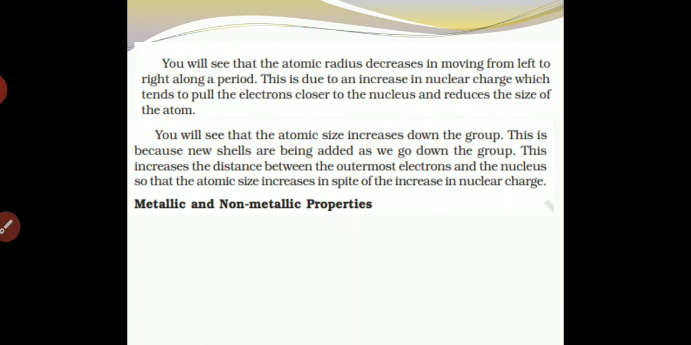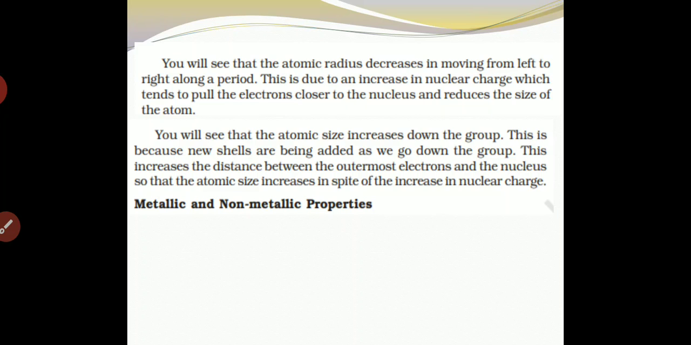Along the period, this is due to the increase in the nuclear charge, which tends to pull the electrons closer to the nucleus and reduce the size of an atom. Because of the increase in nuclear charge, the electrons are pulled closer to the nucleus, due to which the size of an atom reduces. And you will see that the atomic size increases down the group. As we go down the group, atomic size increases. This is because new shells are added as we go down the group.